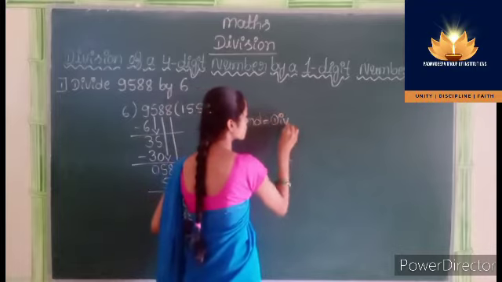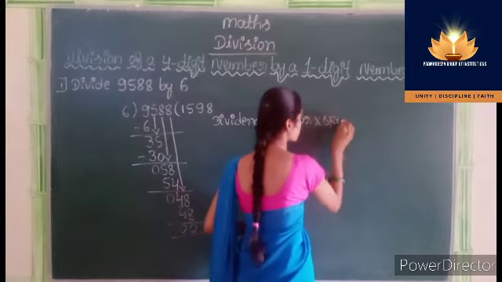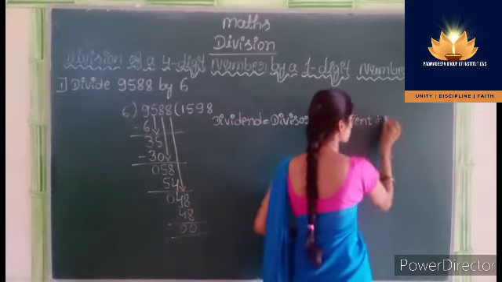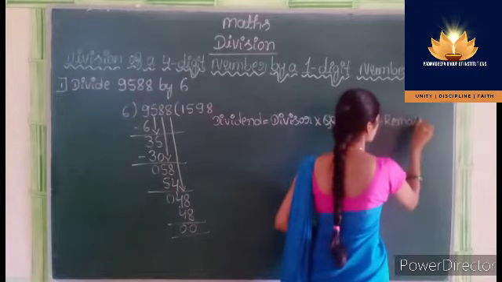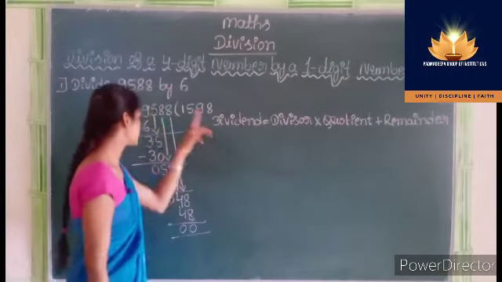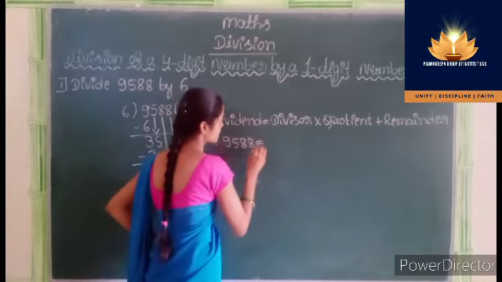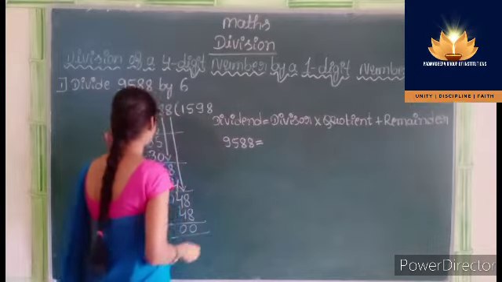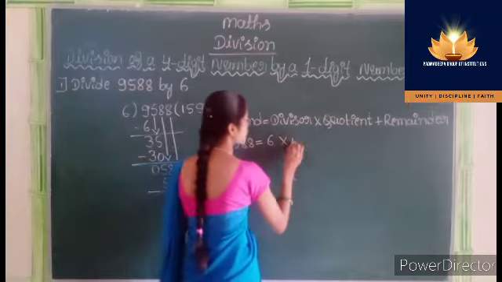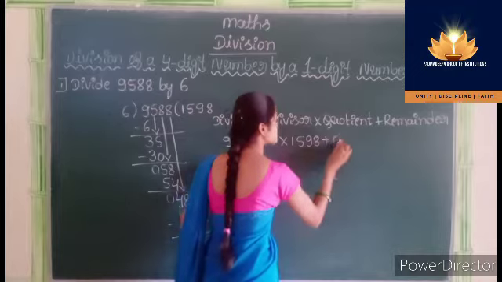Students, we can check our division using the relation, that is dividend is equal to divisor into quotient plus remainder. Dividend, that is 9588 is equal to divisor, that is 6 into quotient, that is 1598 plus remainder we get 0.